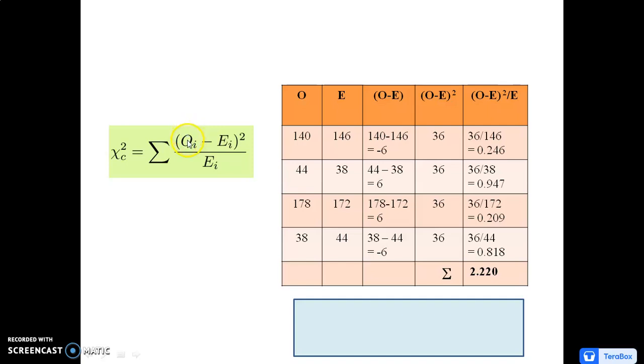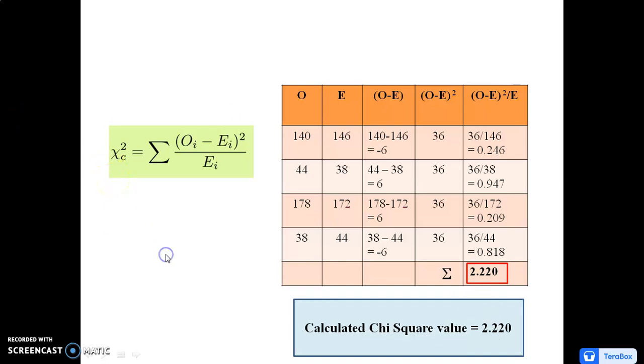Now we have computed this, that is O minus E square upon E. E is nothing but the expected value. So here it is 36 divided by 146. We get this value. Likewise, we get the others. And finally, the summation of this becomes 2.220. Now, the calculated chi-square value is 2.220. This is the chi-square value we have obtained.